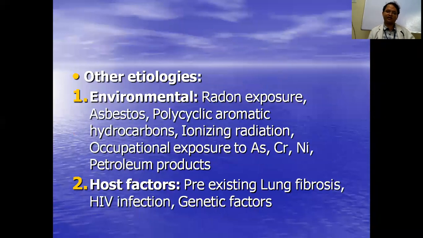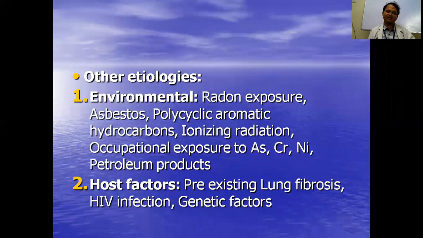Apart from smoking, the other etiologies that can lead to lung cancers are environmental exposure to radon gas. When you are chronically exposed to radon gas, that can lead to bronchogenic carcinoma. Exposure to asbestos sheets, asbestos dust can lead to lung cancer. Polycyclic aromatic hydrocarbons, ionizing radiations, and occupational exposure to arsenic, chromium, nickel, and petroleum and oil products, all these can lead to lung cancer.